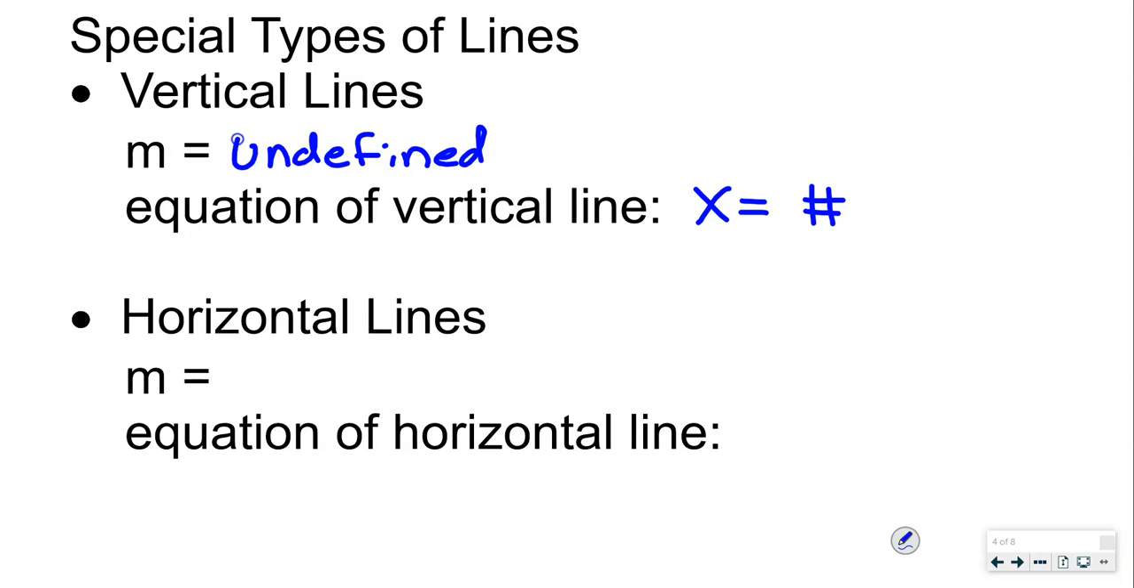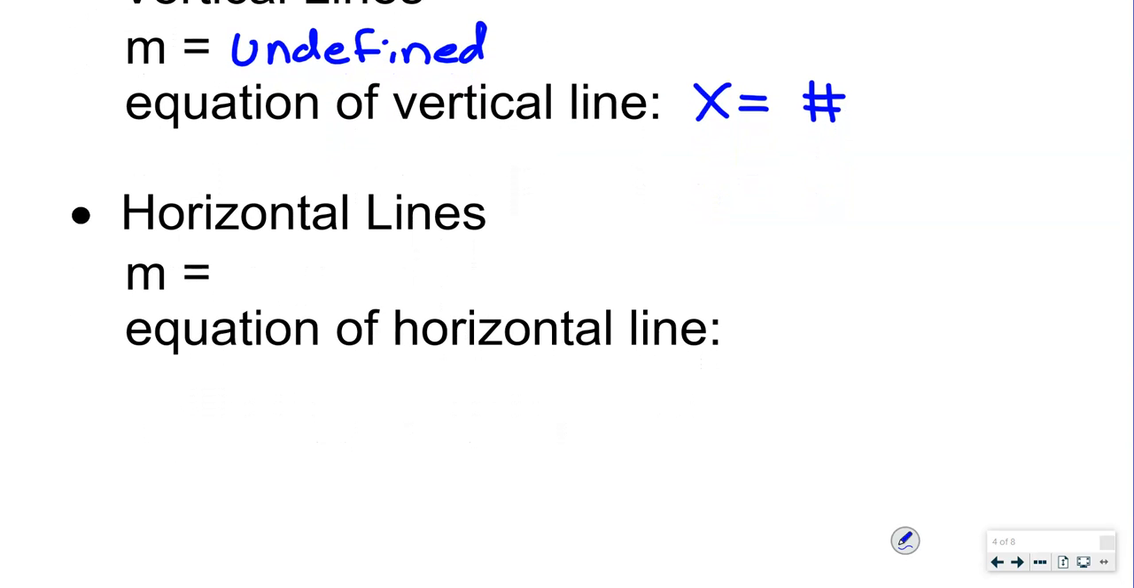Now your horizontal lines, the slope, m, is going to be 0. And that's when your rise is 0. So you have 0 over a number. And your equation of a horizontal line is going to be y equals a number. So a horizontal line will always cross the y-axis, but never cross the x-axis. So it's going to be y equals, and then wherever it crosses the y-axis.